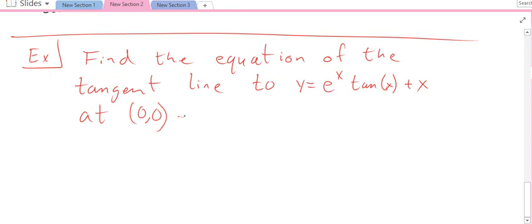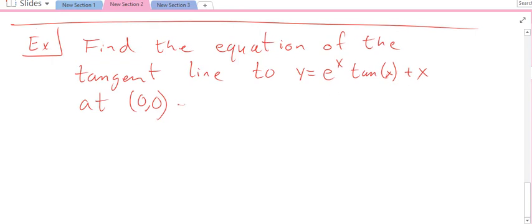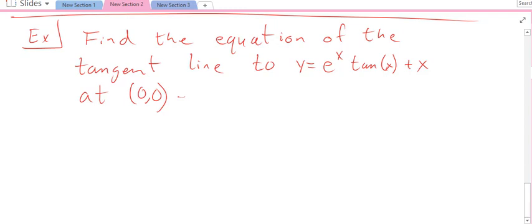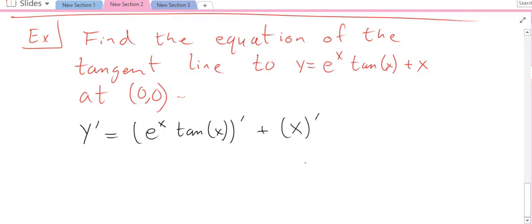So let's find the equation of the tangent line to y equals e to the x times tangent of x plus x at (0, 0). If we go ahead and try to do this, we first need to find the derivative, y prime here. So we have to take e to the x times tangent of x, find the derivative of that, and add that to the derivative of x.